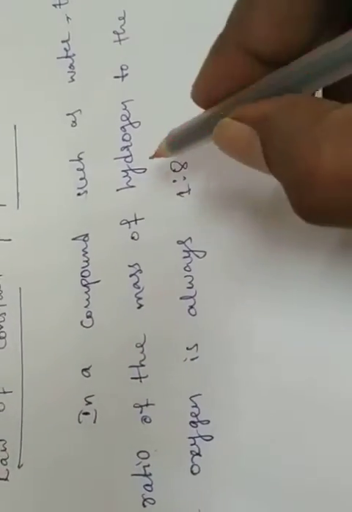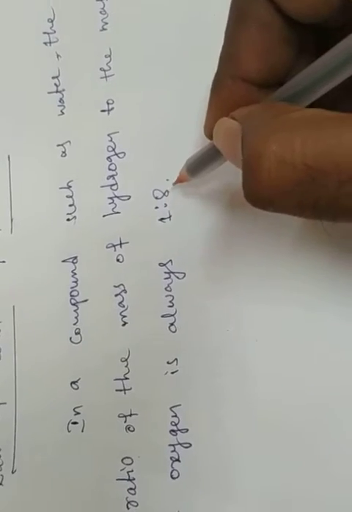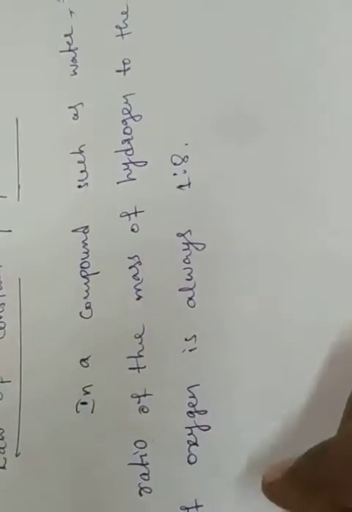In water, the ratio of hydrogen and oxygen is 1:8. That means that if 9 grams of water is decomposed, 1 gram of hydrogen and 8 grams of oxygen are always obtained. 1:8 means that it is water. Suppose 9 grams of water is decomposed, how is it 9 grams? 8 grams of oxygen, 1 gram of hydrogen, total 9 grams.